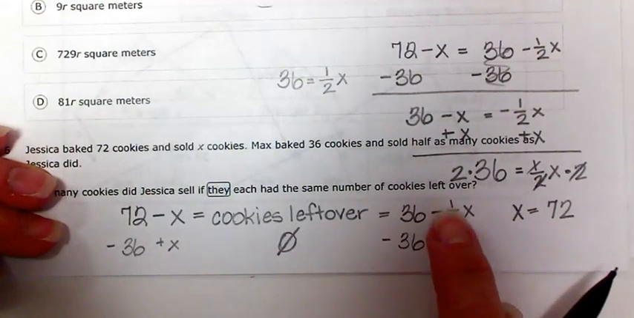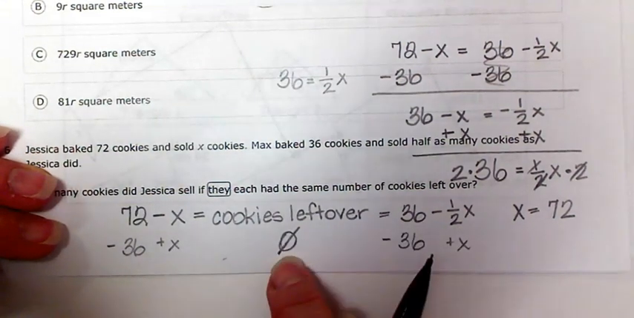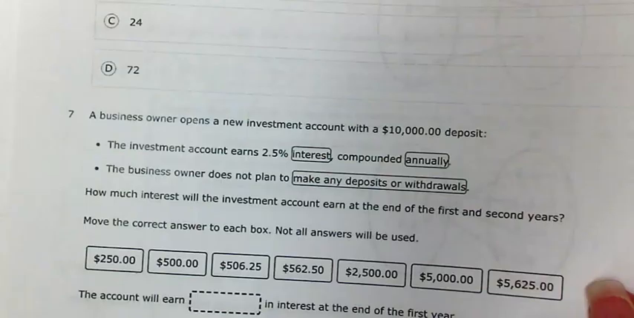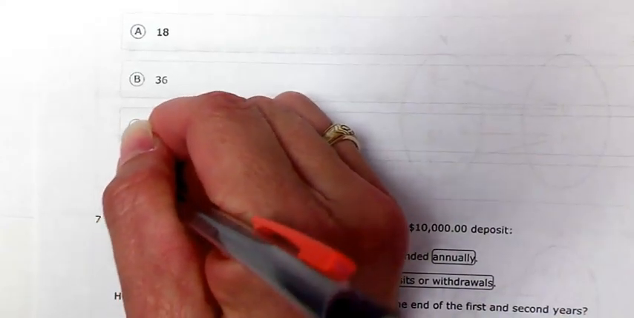Put 72 in here. 1/2 of 72 is 36. 36 minus 36 is also 0 cookies left over for Max. So that seems to work out. Let's look at our answers. D. Okay.